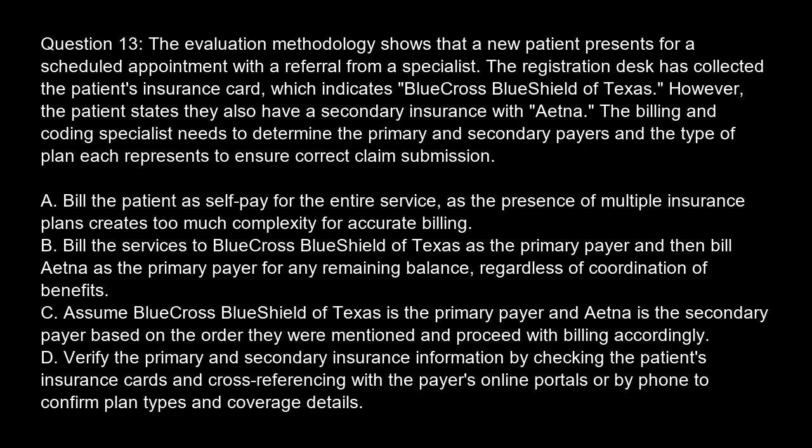Option A. Bill the patient as self-pay for the entire service, as the presence of multiple insurance plans creates too much complexity for accurate billing. Option B. Bill the services to Blue Cross Blue Shield of Texas as the primary payer, and then bill Aetna as the primary payer for any remaining balance, regardless of coordination of benefits. Option C. Assume Blue Cross Blue Shield of Texas is the primary payer, and Aetna is the secondary payer based on the order they were mentioned, and proceed with billing accordingly. Option D. Verify the primary and secondary insurance information by checking the patient's insurance cards and cross-referencing with the payer's online portals, or by phone to confirm plan types and coverage details.